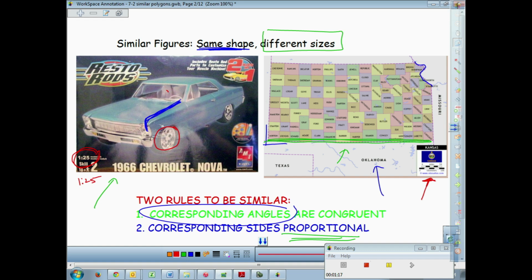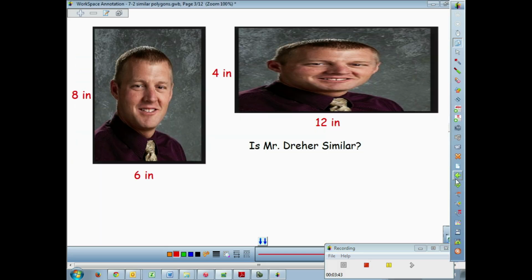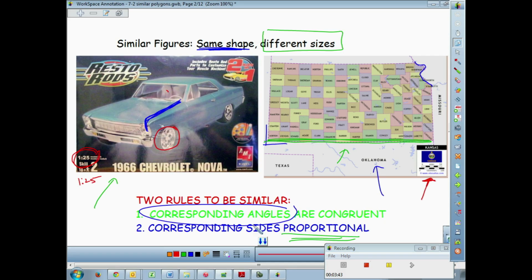So to be similar, there are two rules. Let's write those two rules at the top of our practice sheet, as you'll see next. That corresponding angles will be congruent to each other. So write that at the top. Two rules to be similar. All right, this whole bottom statement down here, write that at the top of your practice worksheet. Two rules to be similar. One, corresponding angles should be congruent to each other, and two, corresponding sides should be proportional to each other. Both things have to happen for it to be similar.